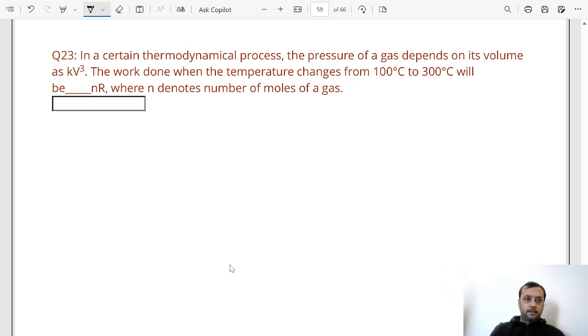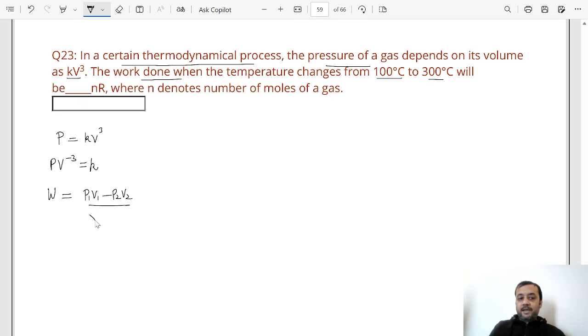In this question, there is a thermodynamic process going on, and the pressure of the gas depends on its volume as kV cube. We have to find the work done when the temperature changes from 100 to 300 over nR, where n denotes the number of moles. Now remember, pressure is some constant K into volume cube. So if I bring volume to the LHS, this becomes PV to the power minus 3 equal to constant. Remember that this is a polytropic process, and for a polytropic process the work done can be directly written as P1 V1 minus P2 V2 divided by x minus 1.